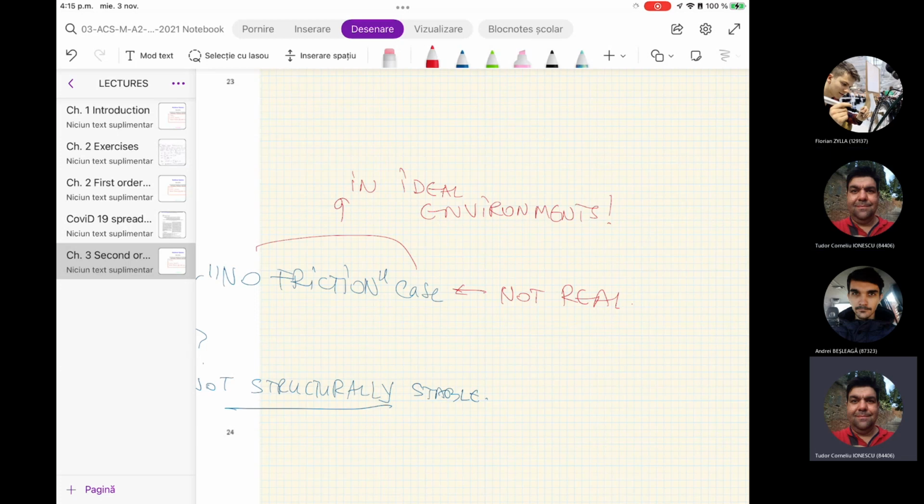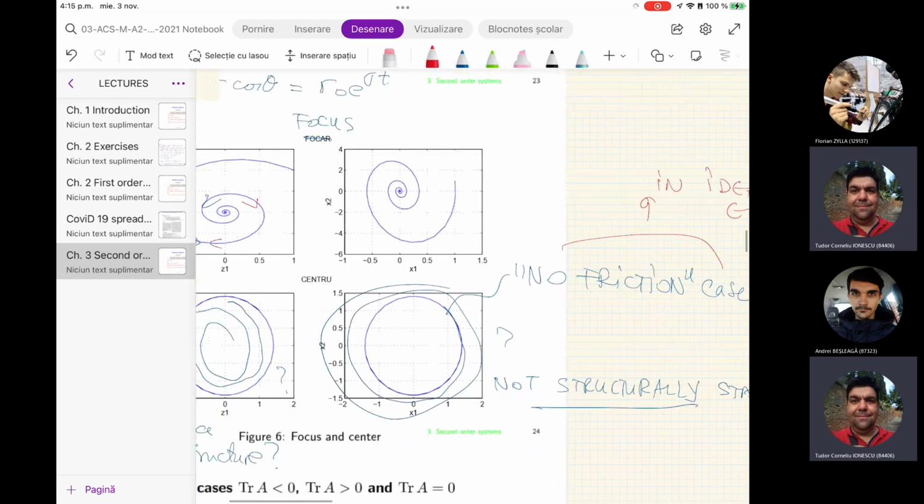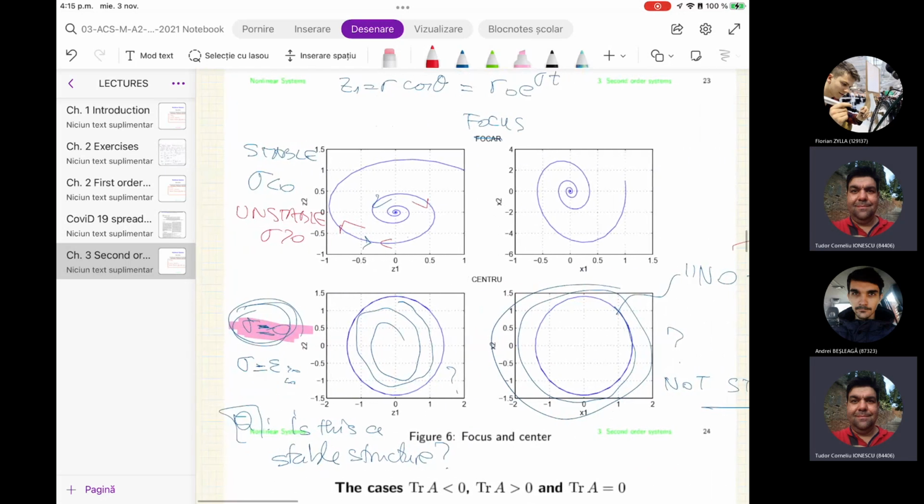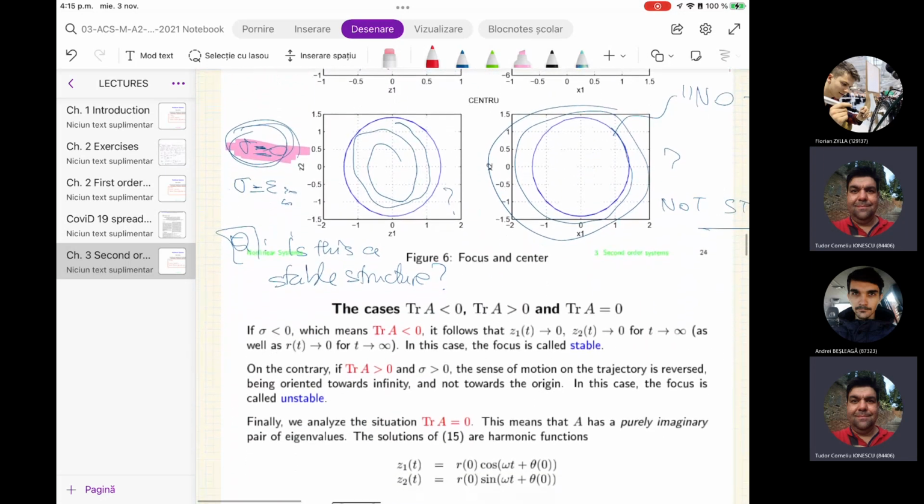True? So always, that's why it's not structurally stable. It's not structurally stable, okay? Because you can always get a little bit of infinitesimal friction, okay? And this configuration doesn't hold any longer. That's why linear systems are not good oscillators.